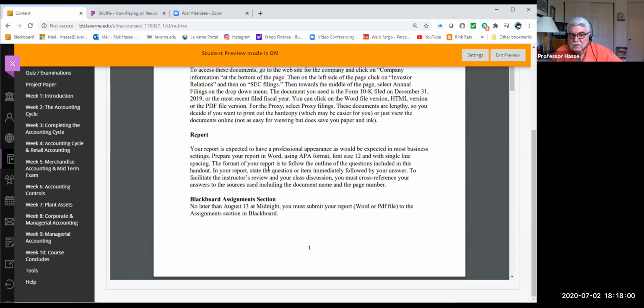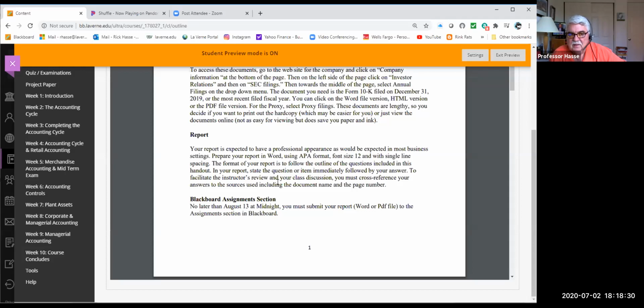This paper is going to be in Word or PDF in APA format. I don't know if any of you know or have worked on any classes in APA format. We'll talk about that. APA format means double-spaced. It means a title page. It means just certain formats on how you write a paper. Many of you probably have already heard about that.